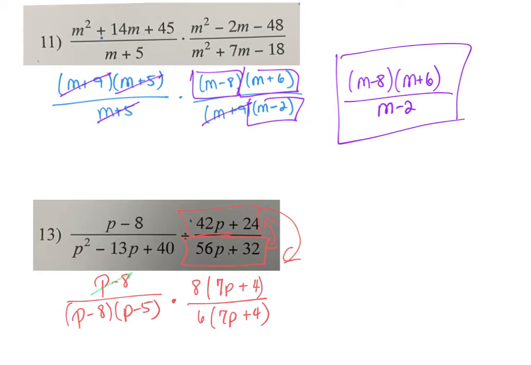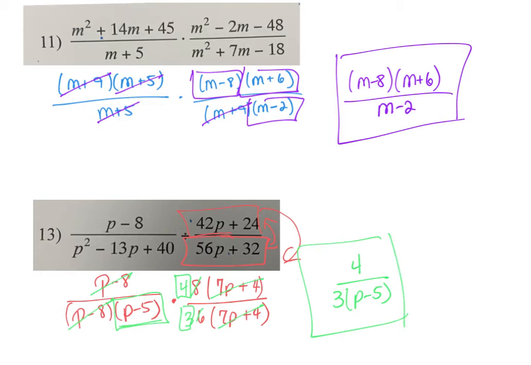P minus 8 can reduce with P minus 8, right? P minus 5 cannot reduce, all right? 8 and 6, those are both outside of the parentheses. You can reduce those. They are not being added or subtracted to anything. Once you take them out of the parentheses, you can reduce just like you would reduce the fraction 8 over 6. So what comes out of 8 and 6? 2. So I can make this a 4, and then I make this a 3, okay? 7P plus 4 and 7P plus 4 will cancel. My 4 is left, my 3 is left, and this P minus 5 is left. So I get 4 on the numerator, 3 times P minus 5 in the denominator.